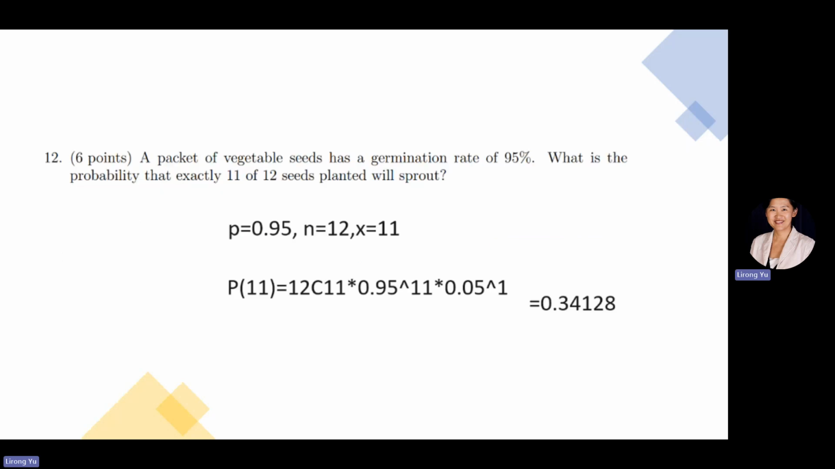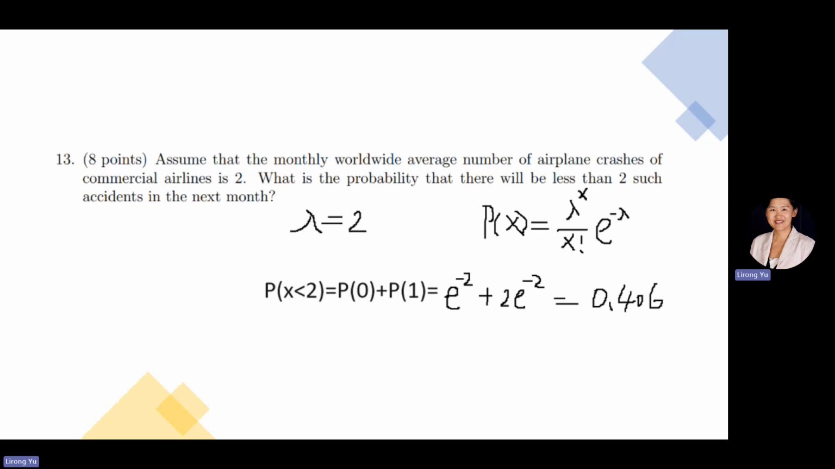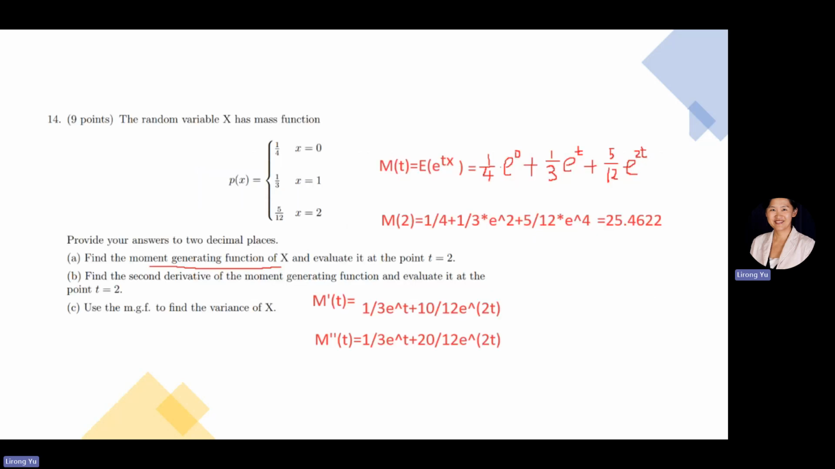Okay, this is the binomial distribution question. This is the Poisson distribution question. And then that's the moment generating question again. Basically 2 Poisson, 2 moment generating function, 2 calculation of expectation and variance. Yeah, that should be all 14 questions.